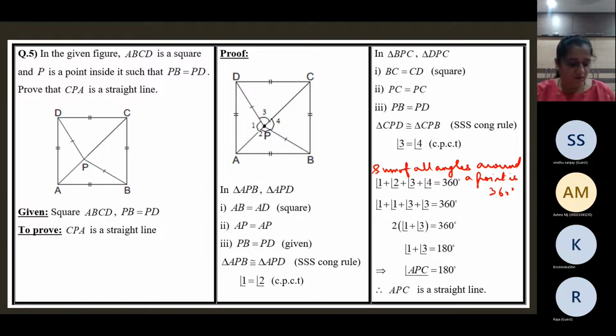Yeah, children, any questions you have here? It's a very simple proof. If you're finding it difficult, please ask me now. Very, very simple.